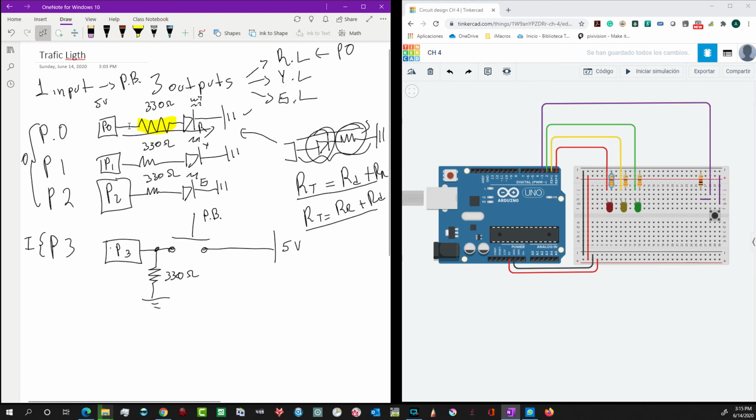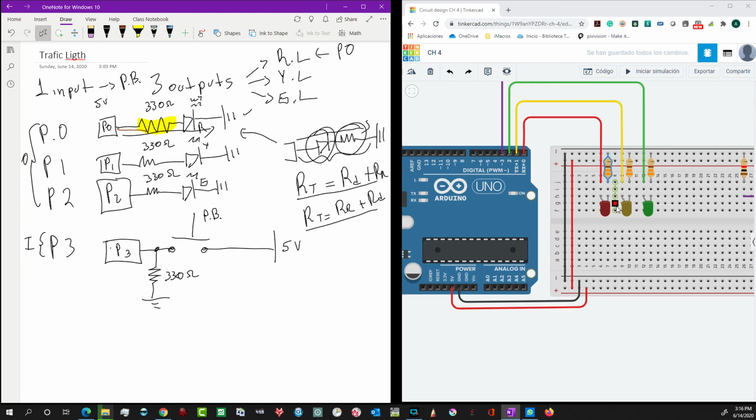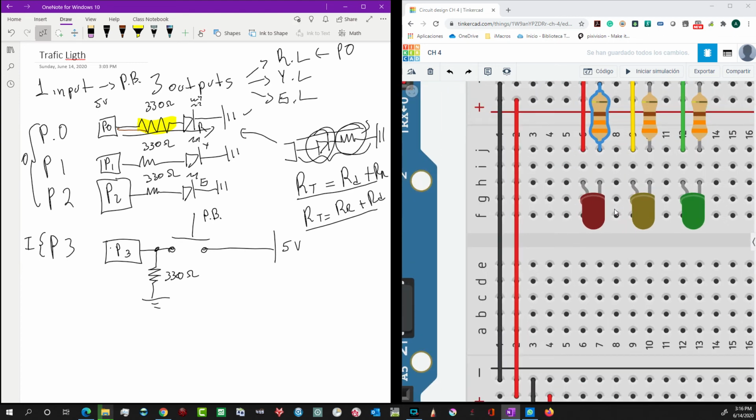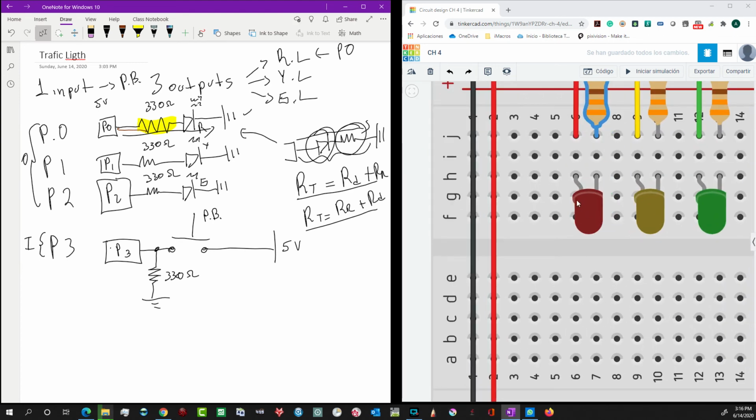I got my port 0 to my positive connection of my LED. So I have my port 0 to my positive. How can we identify the positive of my LED here? It's really easy. The positive, I told you, is the non-flat side of the LED. You see, this is like a circle, and in here I got the flat shape.